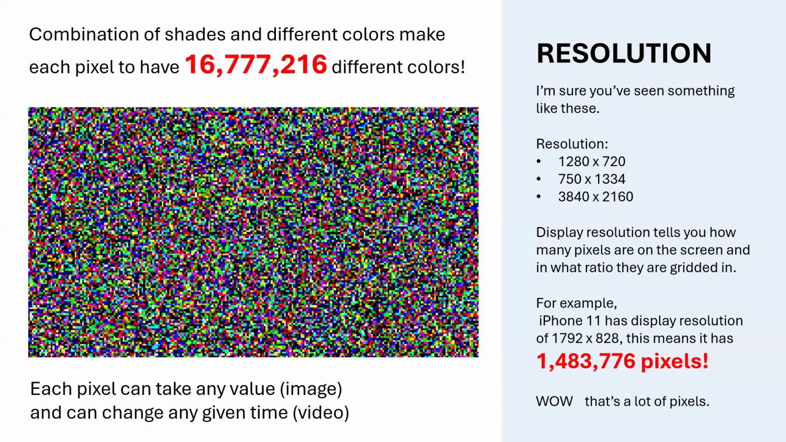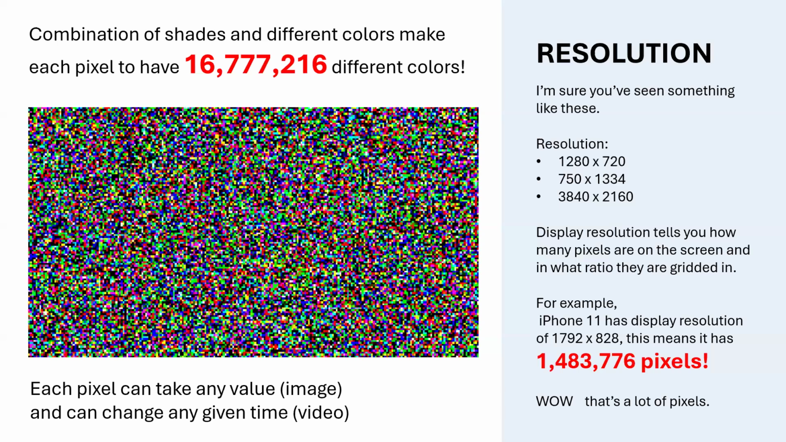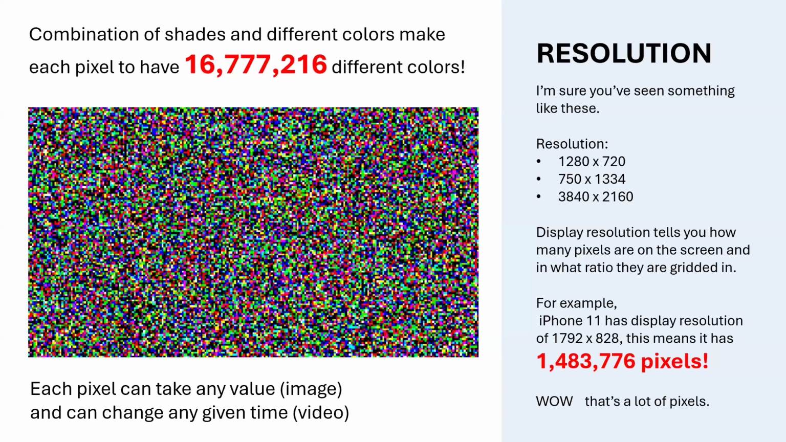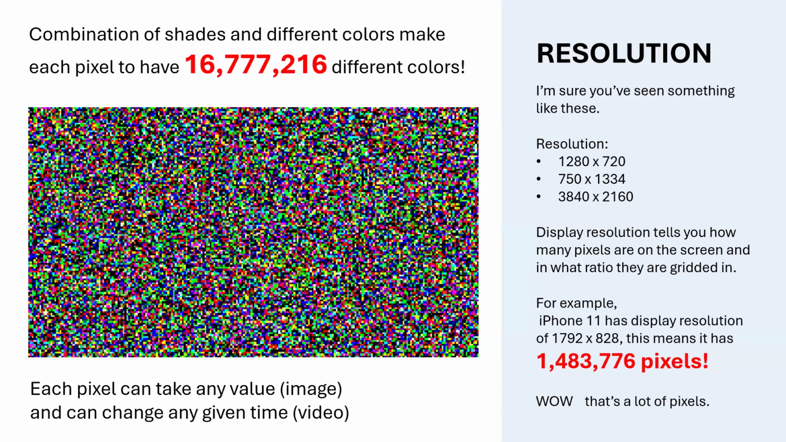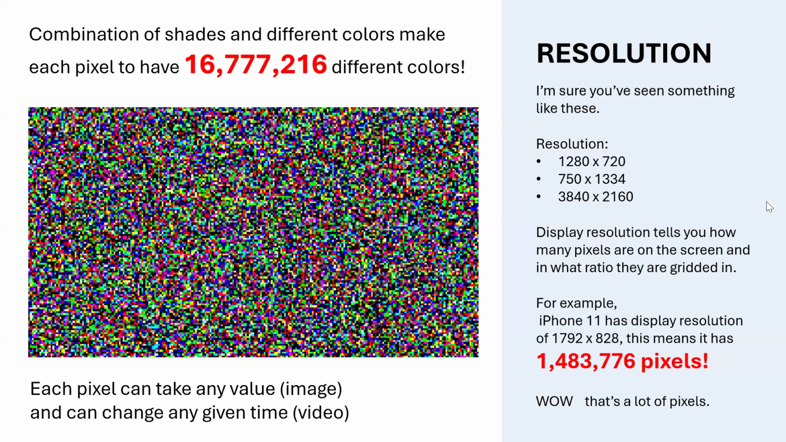An iPhone 11 has a resolution of 1792 by 828. It means that the pixels, the smallest dots displayed in an iPhone, number 1,483,776 pixels. That's a lot of pixels. So you could see we have come a long way in this whole thing. So let's move ahead.